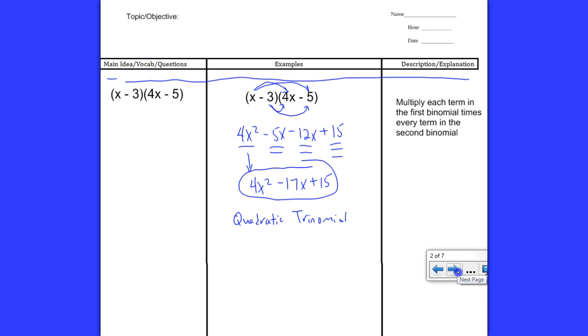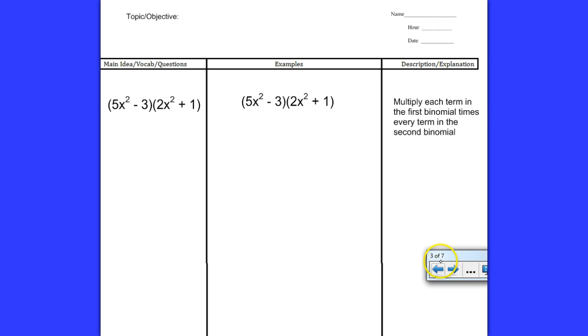So there's a couple examples. Let's do a couple more here, and then that's all we're really going to look at. Here's another one that's a little fancier. Copy that down. We've got 5x squared minus 3 times 2x squared plus 1. Again, just multiply every term times every term.